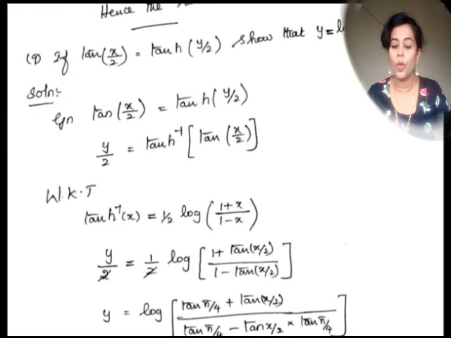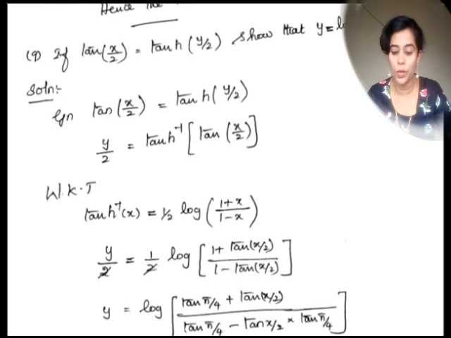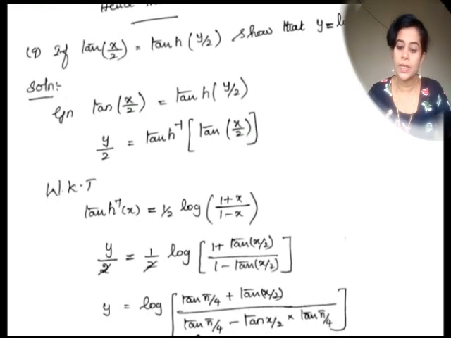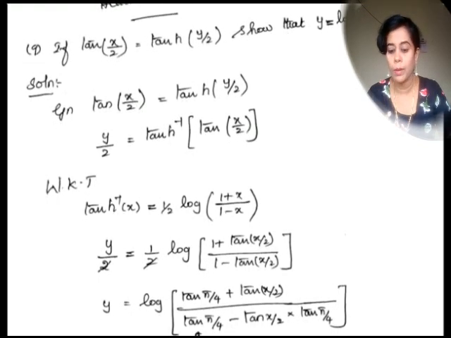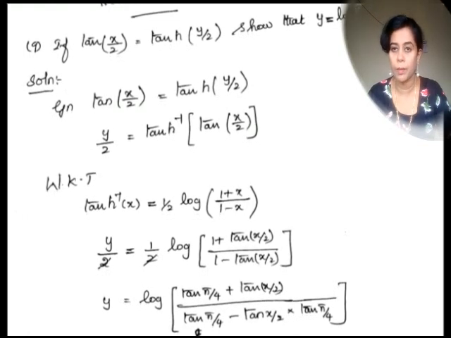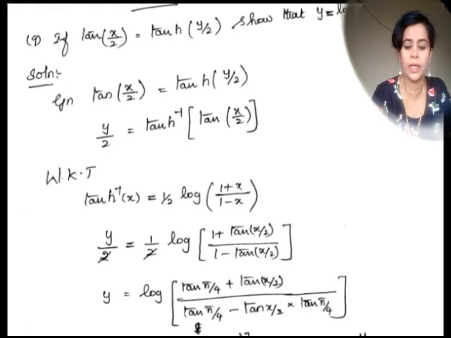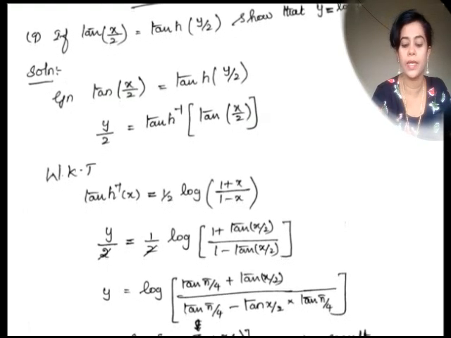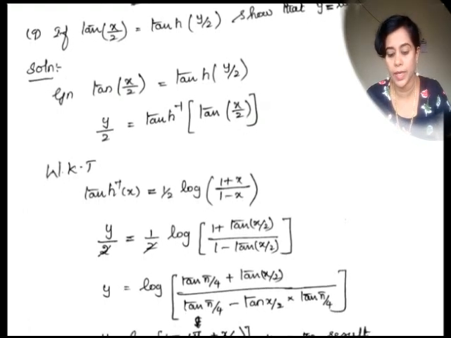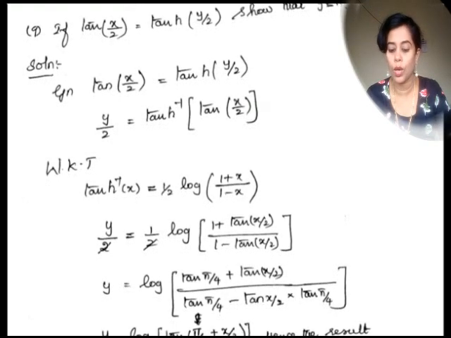Therefore, y by 2 is equal to 1 by 2 log of, here x is tan x by 2. So therefore it is 1 plus tan x by 2 divided by 1 minus tan x by 2. So the 2 gets cancelled, the left hand side and the right hand side having 2 in the denominator. Then y is equal to log of.